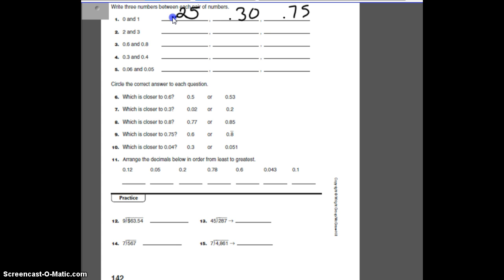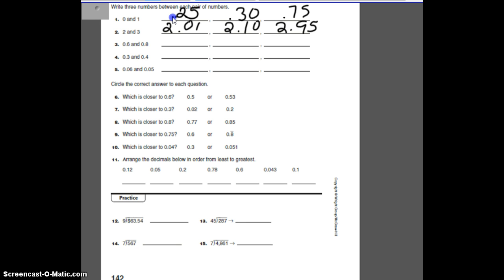Next one, we're looking between 2 and 3. So between $2 and $3, there's a lot of options. $2.01. You could do $2.10. You could do $2.95, or whatever you choose. Lots of options.